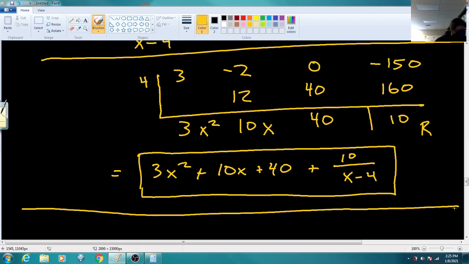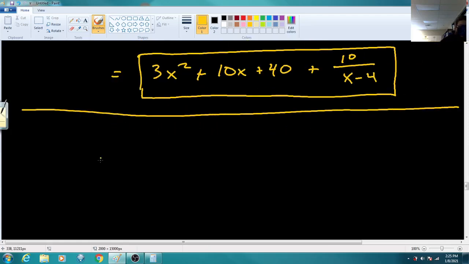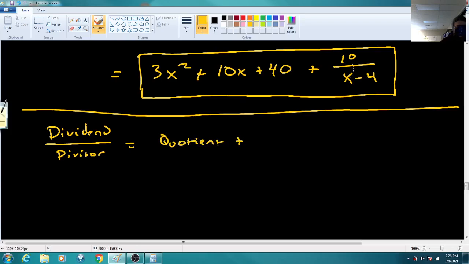Okay, so what we're going to look at next is a couple problems that are types where we use synthetic division to factor. In these previous ones here, we used the form of the division algorithm that was dividend over divisor equaled, well, here we got quotient plus remainder over divisor.